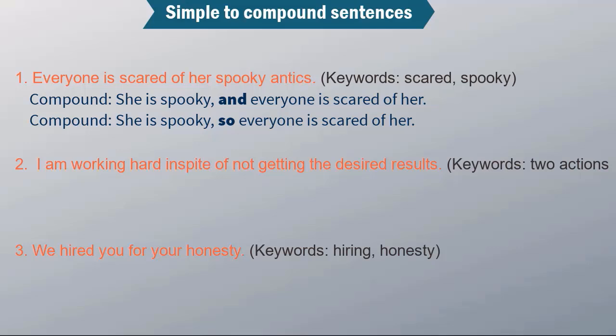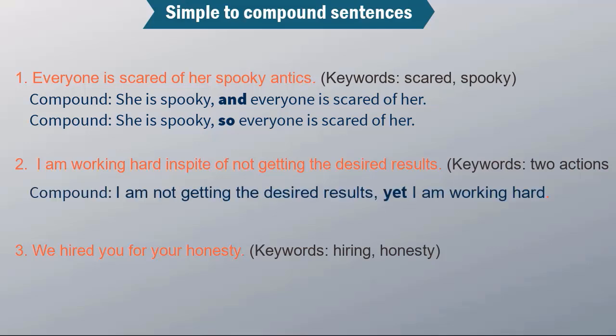Alright? Next example. I am working hard in spite of not getting the desired results. Again, if we want to transform this sentence into a compound sentence, we need information. Do we have enough information? Yes, we do. I am not getting the desired results, yet I am working hard. Now we have 2 independent clauses here and 1 coordinating conjunction, yet. We just did it.